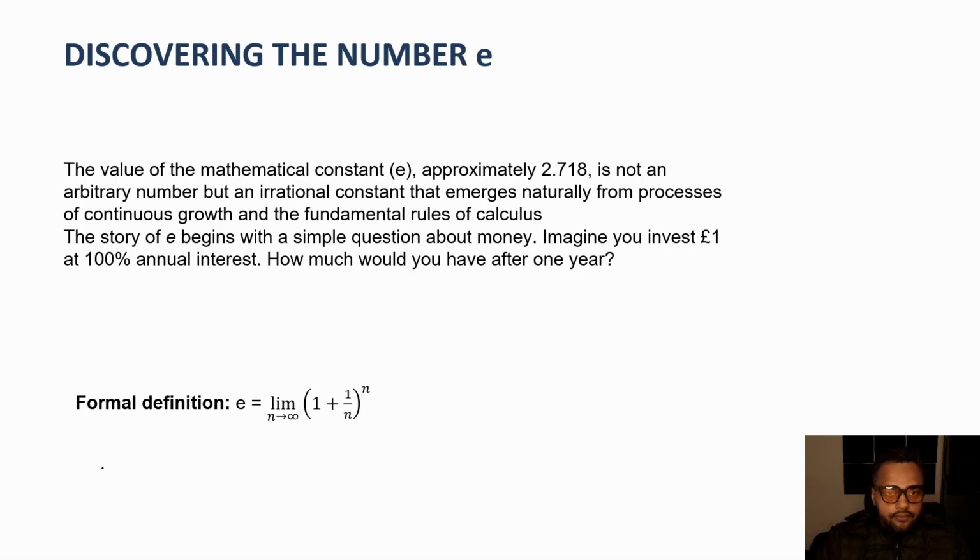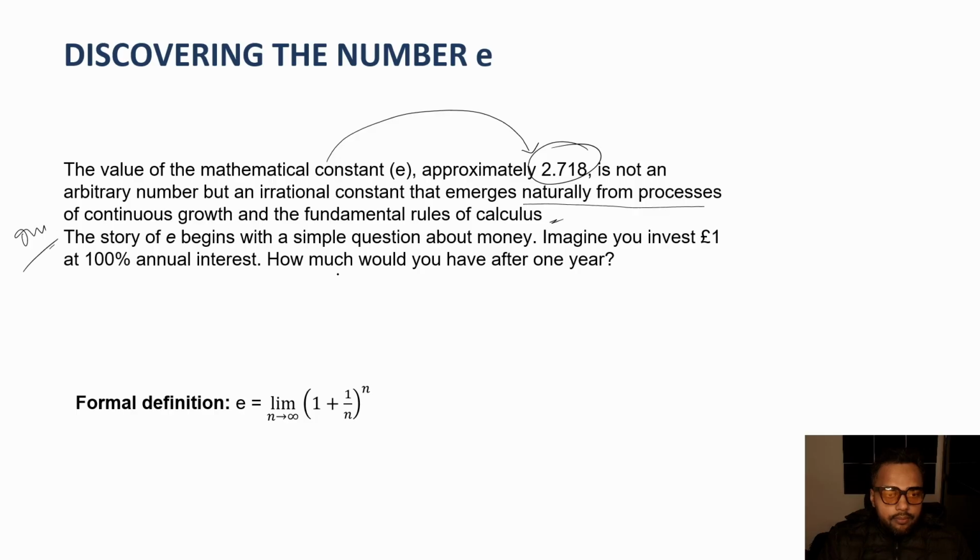Let's talk about this. If you Google it, you'll get to know that the value of the mathematical constant e is approximately 2.718. It emerges naturally from the processes of continuous growth and the fundamental rules of calculus. How? So how we are getting this 2.718 is the story.